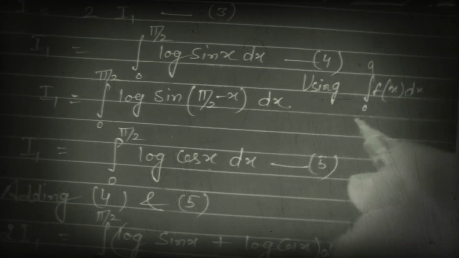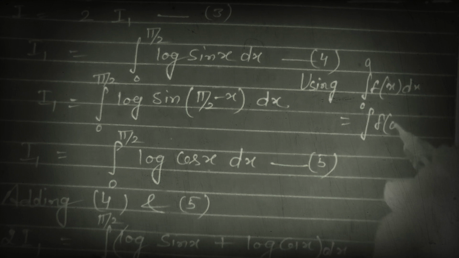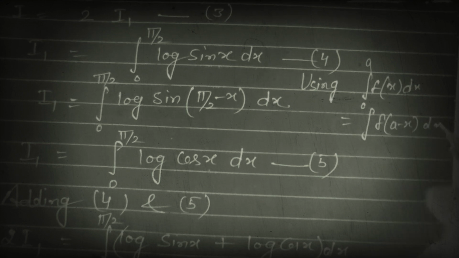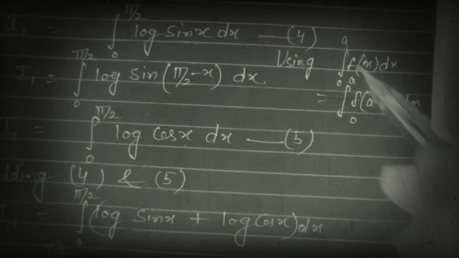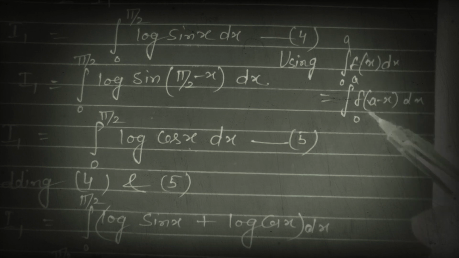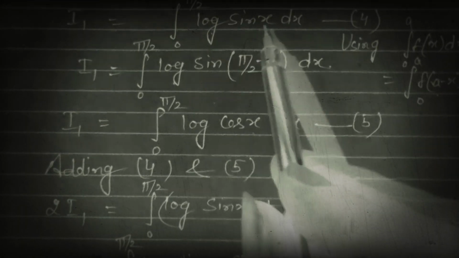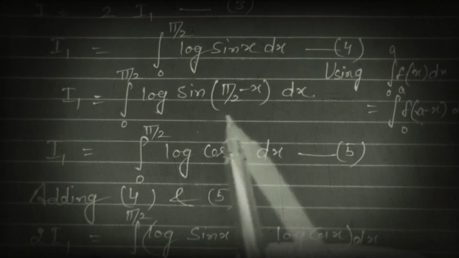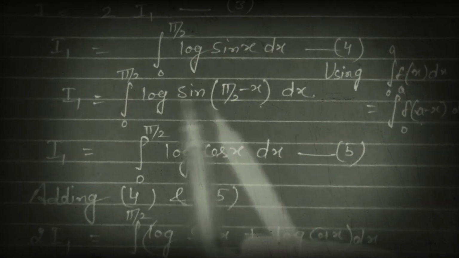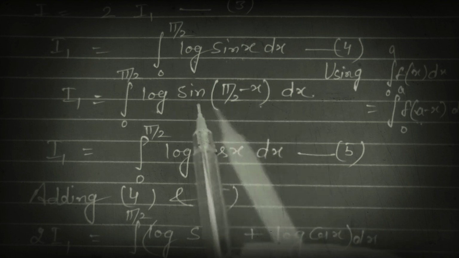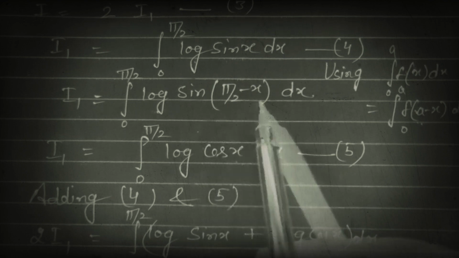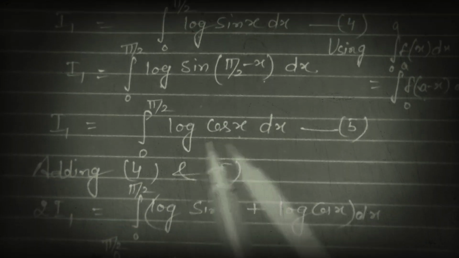Limit 0 to a, we can write as f(a minus x) dx, limit 0 to a. This fifth property we have used in many questions. In place of x in log of sin x we will put π/2 minus x. Log of sin(π/2 minus x). So log sin(90 minus theta) is cos theta. So it is log of cos x.